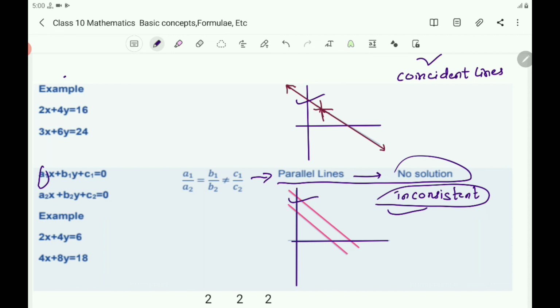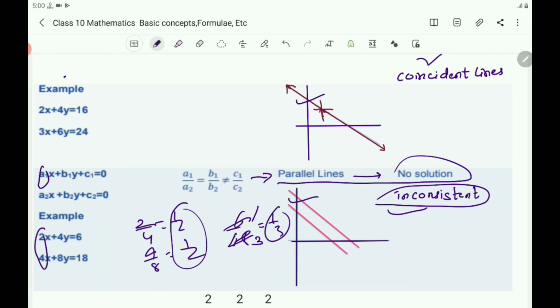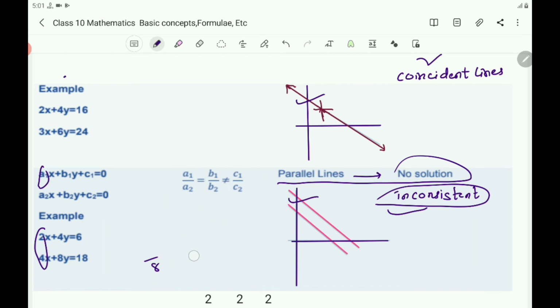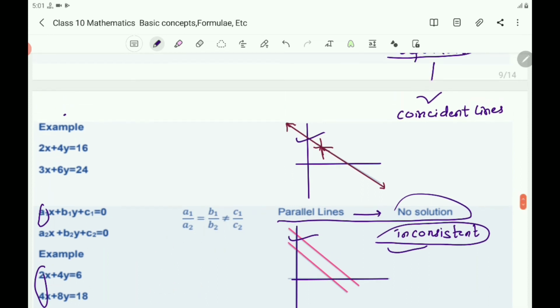So here you take one example, 2 by 4, you will get 1 by 2. 4 by 8, you will get 1 by 2. But 6 by 18, you got 1 by 3. These two are equal, but this is different. Here you got a1 by a2 equals b1 by b2, but c1 by c2 is not equal. So in that case the lines are parallel lines, no solution. They are the inconsistent pair of linear equations. So you must keep this in your mind.